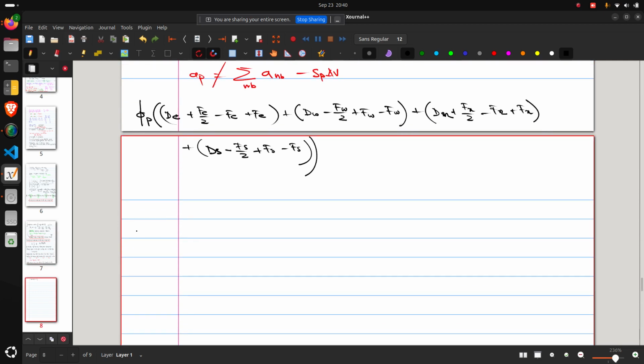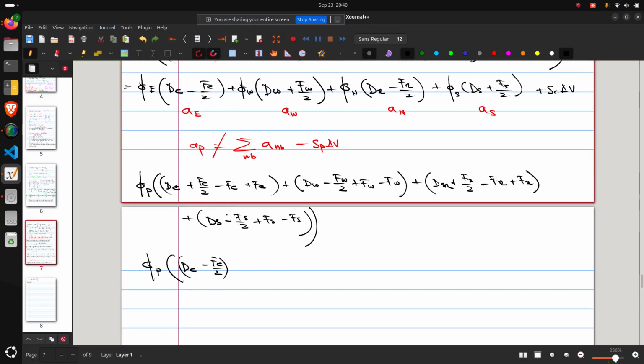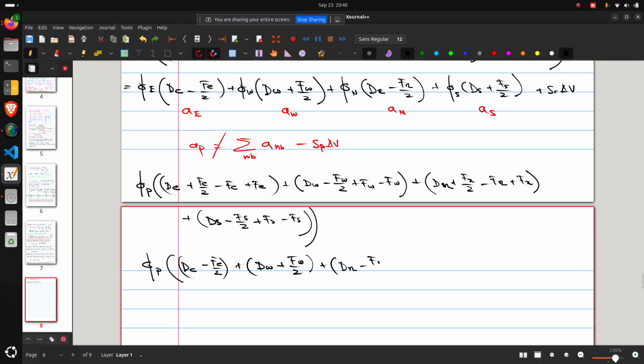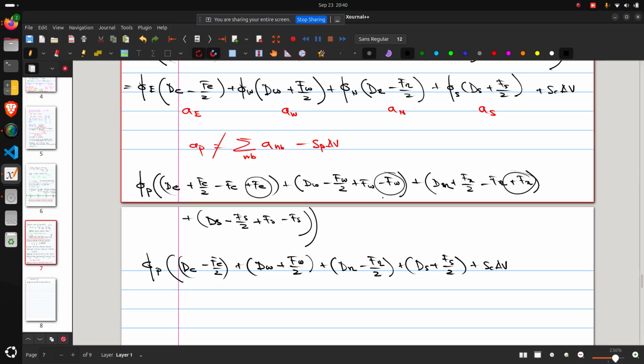Okay, and this will in turn become phi P times dE minus Fe by 2 plus dW plus Fw by 2, d small n minus F small n by 2, d south plus F south by 2, plus Sc delta V, and all these terms, right, all the residual terms from here, which is nothing but Fe plus Fn minus Fw minus F south, right.